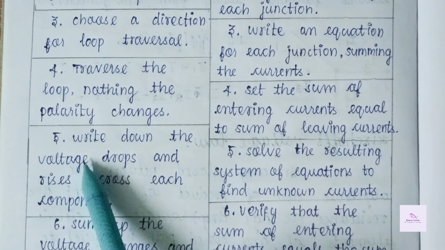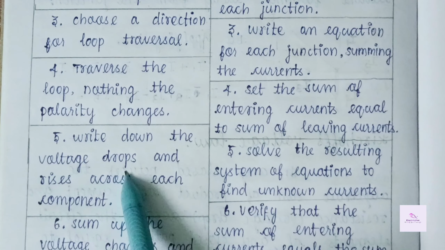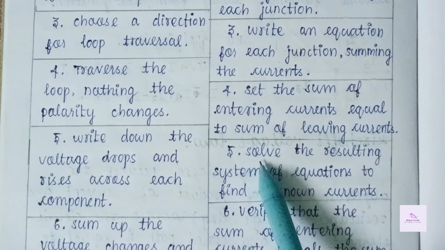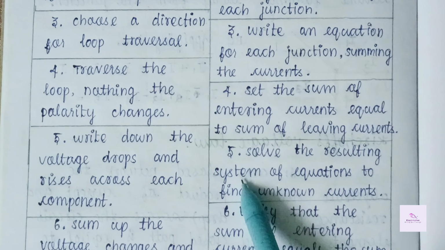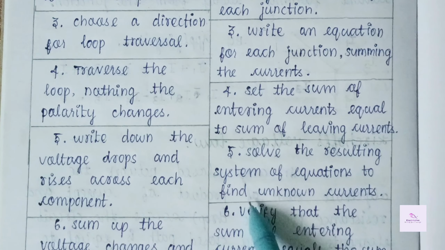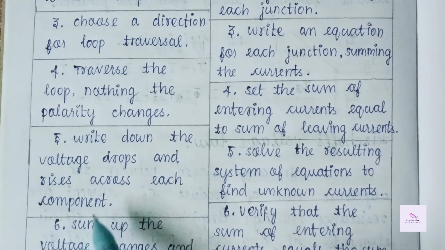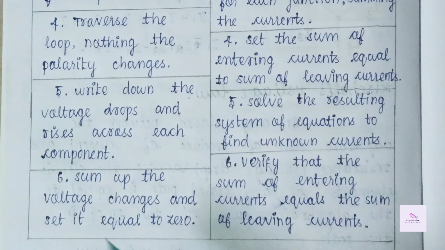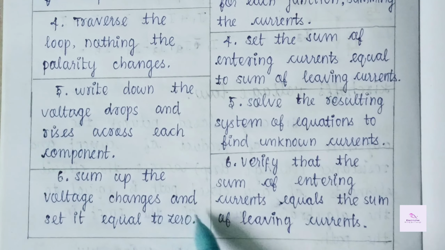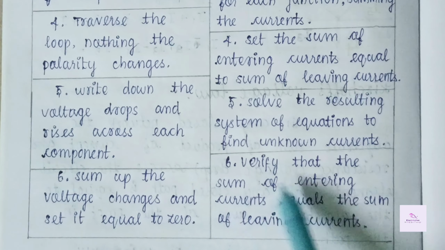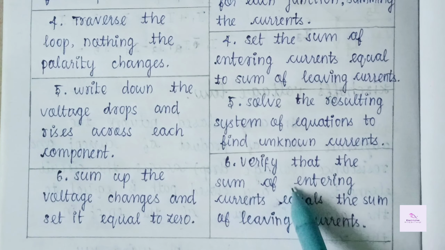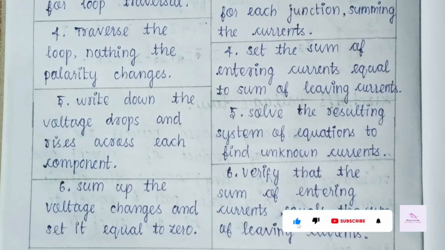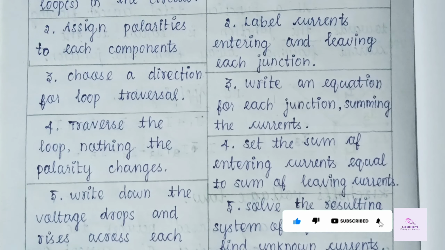Then in KVL, step 5 is to write down the voltage drops and rises across each component. In KCL, solve the resulting system of equations to find the unknown currents. Then in KVL, step 6 is to sum up the voltage changes and set it equal to 0. In KCL, verify that the sum of entering currents equals the sum of leaving currents. These are the 6 steps to solve KVL and KCL.